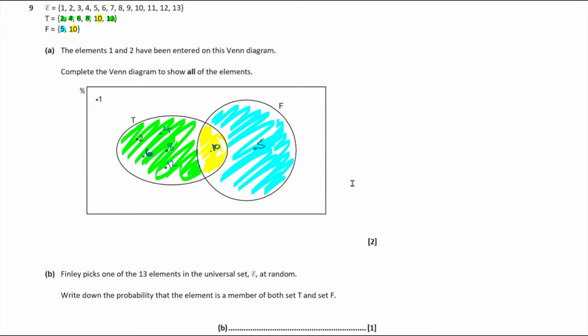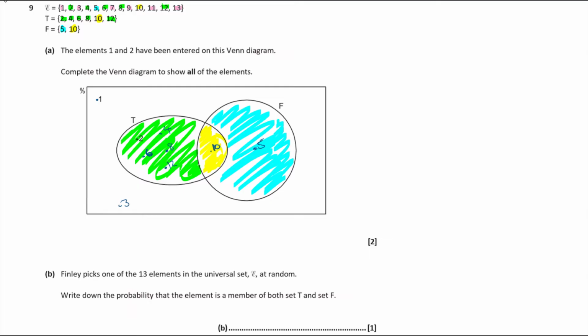Okay, so then what's left? So we had 2, 4, 6, 8, and 12 we've already used. 10 we've already used. 5 we've already used. 1's already out. So I guess the rest then are going to go outside both circles. So 1 I've already had. I've got to write down 3, 7, 9, 11, and 13. So they all need to go outside the circles, but inside the square.